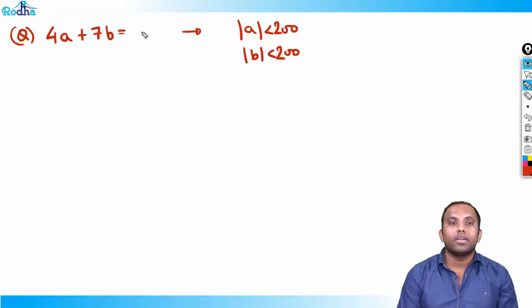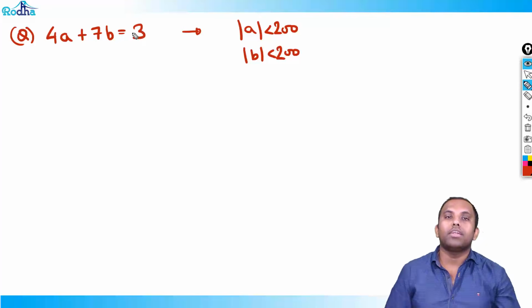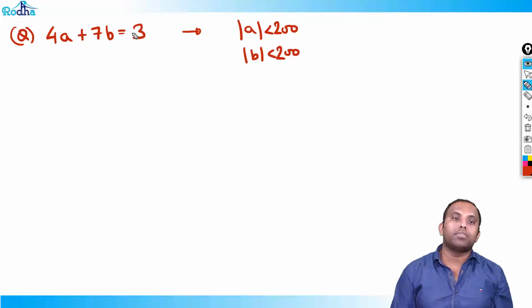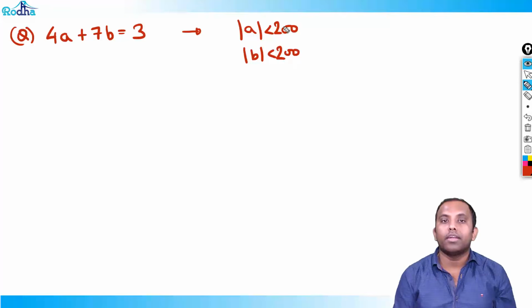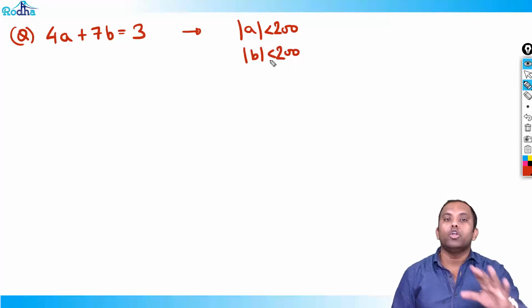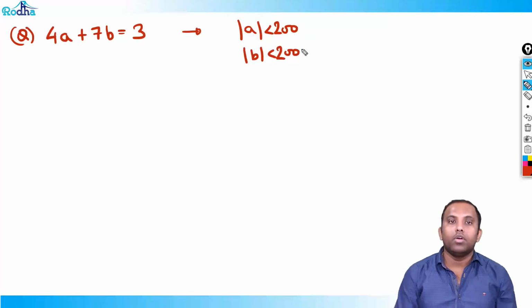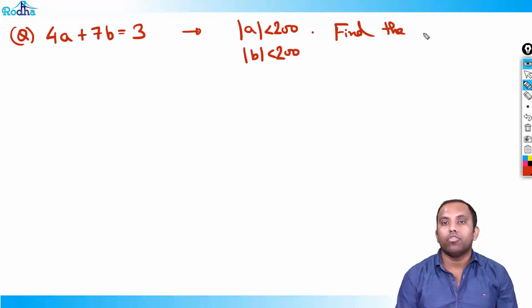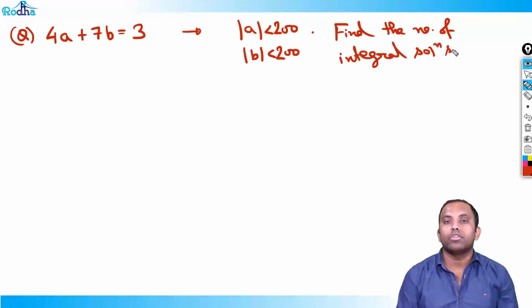1 also we can solve, but let's solve this CAT question. 4a plus 7b equal to 3, for mod a less than 200 and mod b less than 200, I just made a change. Find the number of integral solutions for this question.